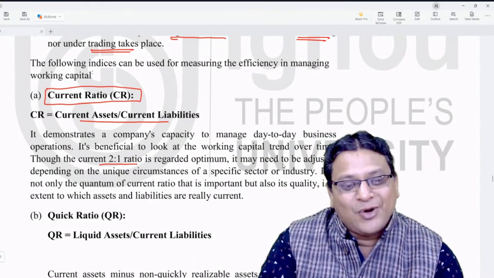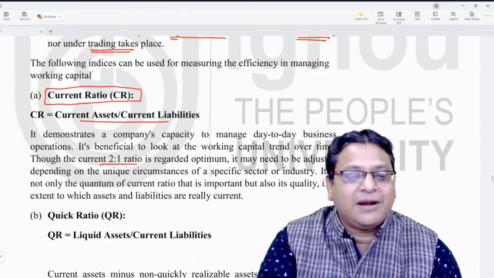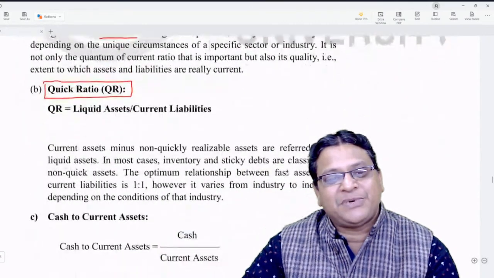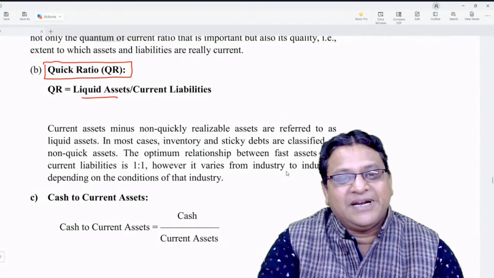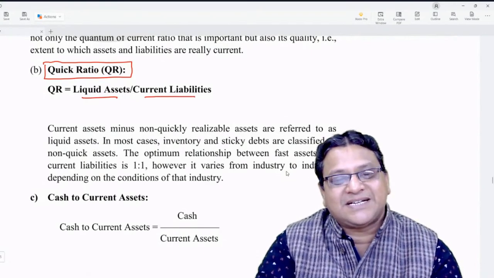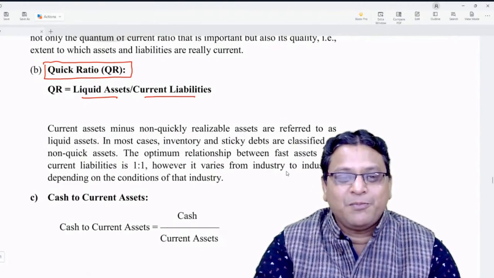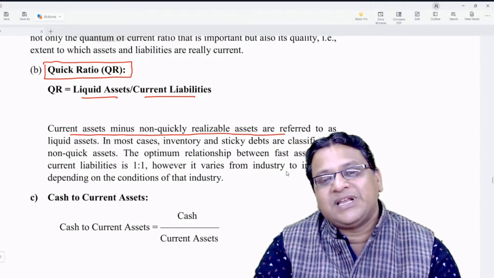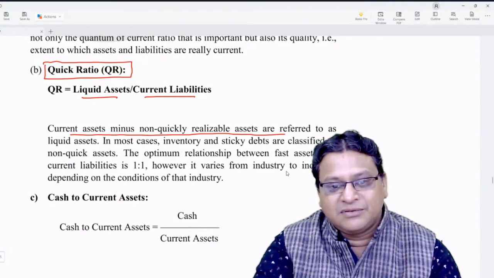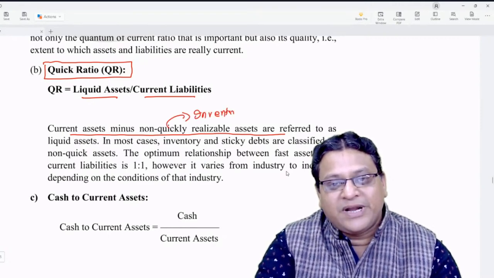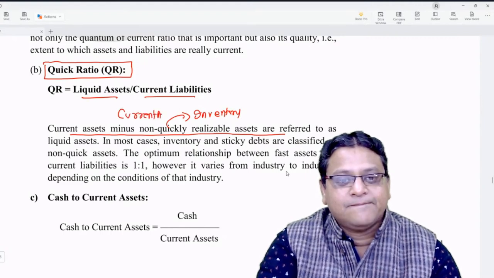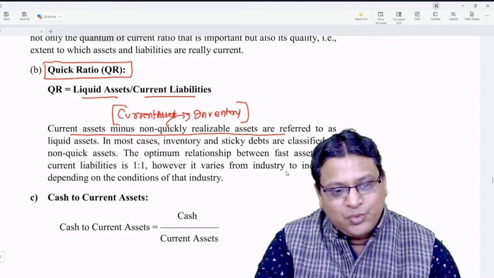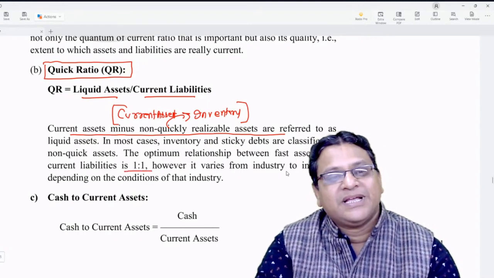But all current assets are not quickly converted into cash. Hence, we calculate another ratio, known as the quick ratio. In the case of the quick ratio, we find the relationship between quick assets or liquid assets and current liabilities. In this case, what are quick assets? All current assets except debtors and prepaid expenses. So from current assets, we subtract non-quickly realizable assets. Generally, those are debtors and inventory. So current assets minus inventory is equal to quick assets. Next, generally a rule of thumb of 1:1 is followed in the case of the quick ratio.